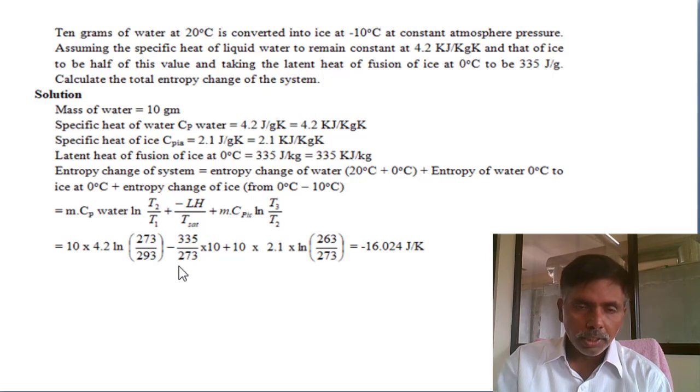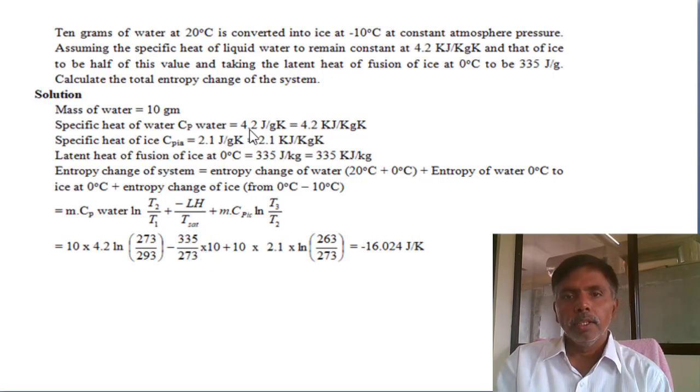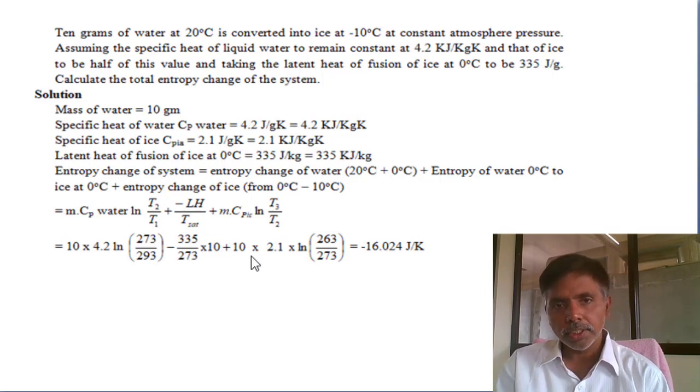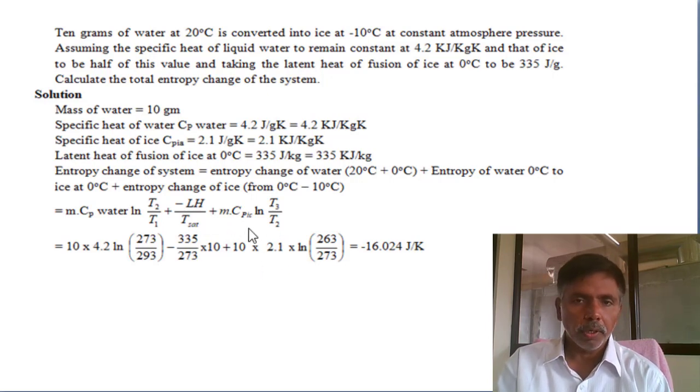dQ by T. What is the temperature T? 0 degrees, 273, into how many grams? 10 grams, plus 0 degrees to minus 10. Again it is solid condition. The mass is 10 grams only, not changed. The specific heat is 2.1, half of the liquid, and ln of T2 by T1. T2 is minus 10, meaning 273 minus 10, 263 by 273. Finally we will get minus 16.0.